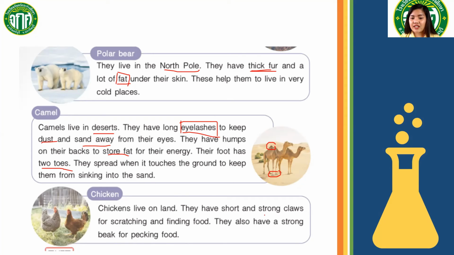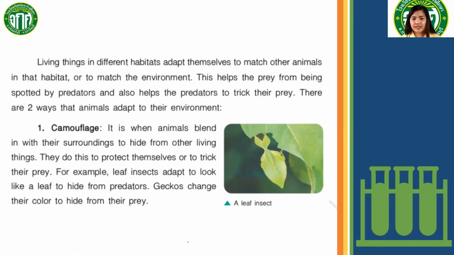So they have these strong claws for scratching and finding food, right? And next, they also have this strong beak, their beak that is used for pecking food. Next, we have here also another type of adaptation into our living area.